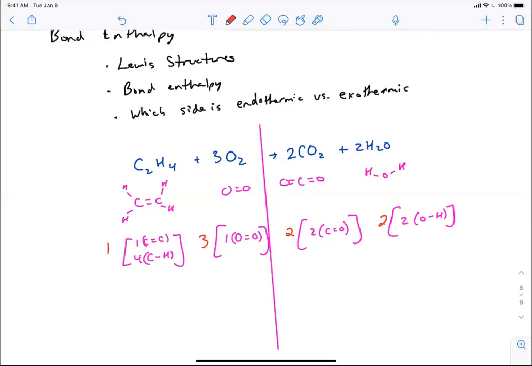Because the biggest mistake students make is they use coefficients right away without considering the formulas, the Lewis structures. For example, they'll see 2 CO2 and they're like, oh, I have 2 C double bond O's. No, you have 4 C double bond O's, because each carbon dioxide has 2, and each water has 2, so 2 H2Os is actually 4 OHs. So that's the first mistake students make.